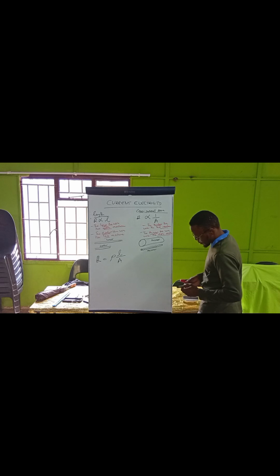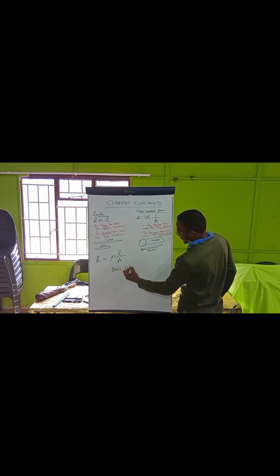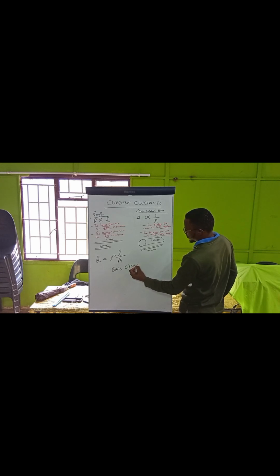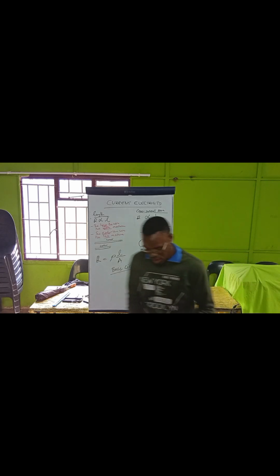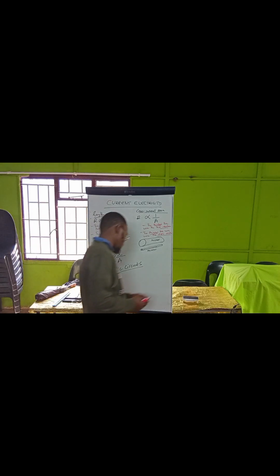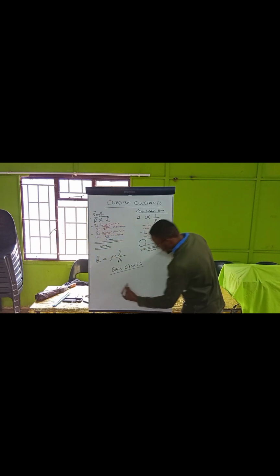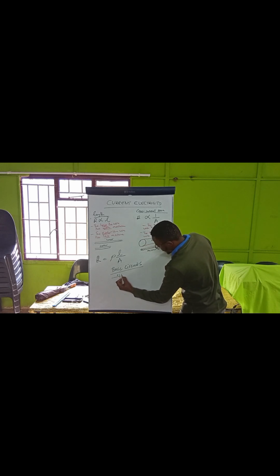Now, basic circuits. Basic circuits, symbols, circuits. So in this case, let me just start by drawing a simple circuit so that you will see the different kinds of circuit symbols that we shall use. So this is a positive terminal.